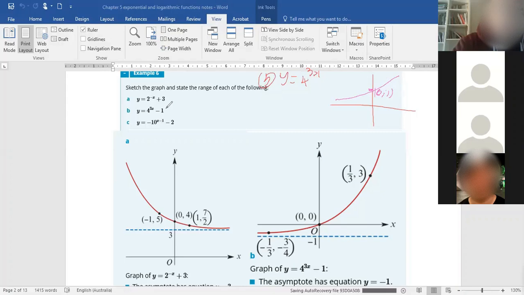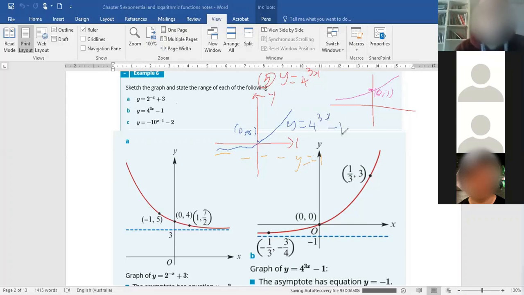But then, of course, I've got a translation of -1. So my new one is translated down to y equals -1. It will still look like this, but the point here will be translated down, so it's going to cross at 0, 0. Pick another couple of points on there. And so that is the graph of y equals 4 to the power of 3x minus 1. Any questions there?